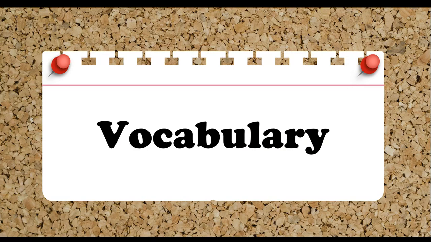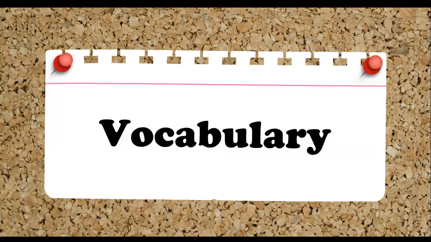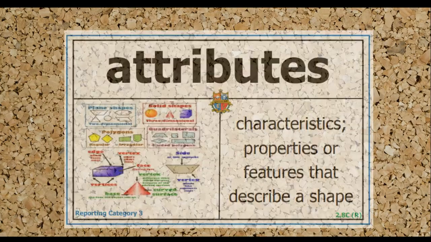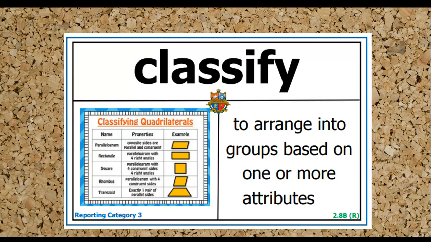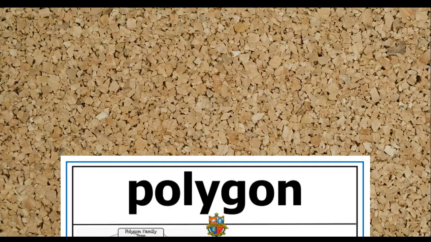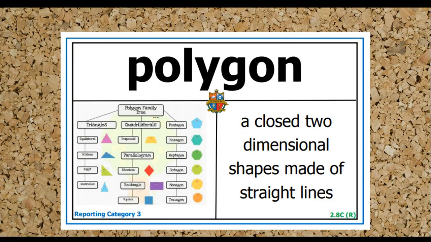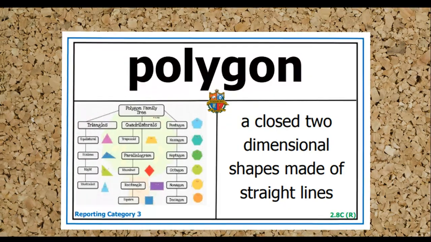Now, let's look at some of the vocabulary you will be working with this week. Attributes are characteristics, properties, or features that describe a shape. Classify is to arrange into groups based on one or more attributes. Polygon, a closed two-dimensional shape made of straight lines. And here you have a graphic of other examples of polygons.